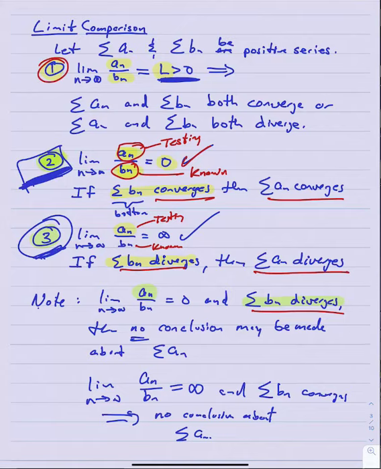Okay, what's the nice thing about case number 1? It doesn't really matter which one is the test one, which one is the one you know. If you get a finite limit, you simply know that these both do the same thing. So if the top diverges, the bottom diverges. If the bottom converges, the top converges. So that's why this one is a little more foolproof. You don't have to think much about it. Okay, let's look at the proof.